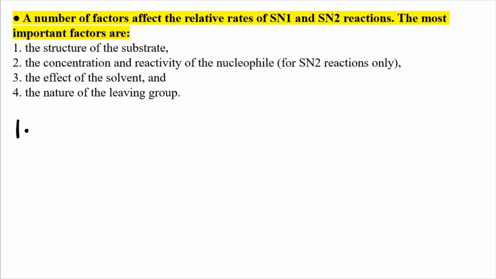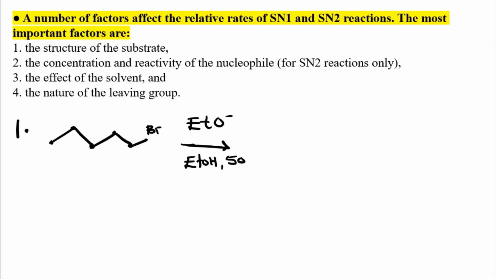Okay, so number 1 is this question here. So we have 1, 2, 3, 4, 5, and then the bromine is attached. Our nucleophile here is ethoxide, and then we have ethanol here, and the temperature is 50 degrees Celsius. Now, when we look at our alkyl halide here, this is a primary alkyl halide, and our nucleophile here is not a bulky nucleophile.